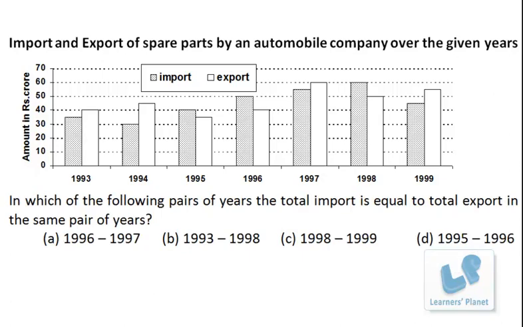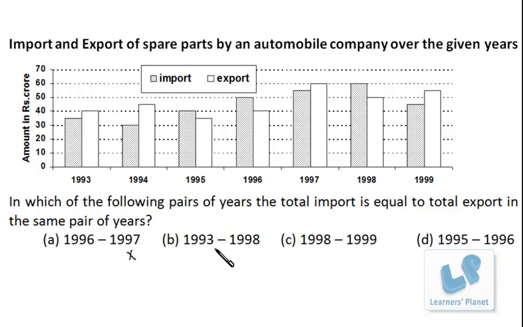Now this question. In which of the following pair of years is the total import equal to the total export in the same pair of years? In this question you don't have to calculate much, just go by option, that will be really easy for you. Suppose we take the example of 1996-97, right? In 1996 the import is 50, in 97 the import is 55, so the total import is 105. And what is the total export? That is 40 plus 60, that is 100, so it's not correct, right?